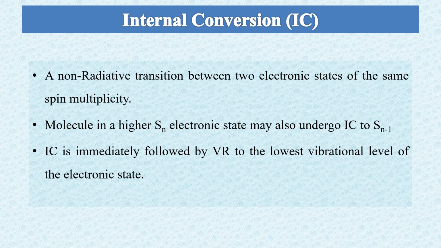We can say a molecule from the higher electronic state is converted into the lower electronic state. The process is called internal conversion, from Sn to Sn minus 1. It is again followed by vibrational relaxation so that the molecule is in its lowest vibrational energy level, that is, it becomes more stable.